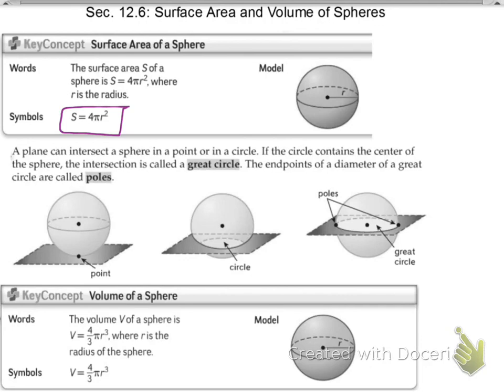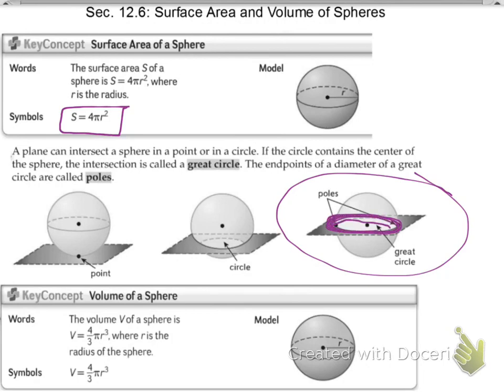Okay, this middle section here is just talking about different parts of these spheres. And so this just says a plane can intersect a sphere in a point or in a circle if the circle contains the center of the sphere. So if you look at this last sphere, the center is in the center of that sphere, and so this is considered to be a great circle.